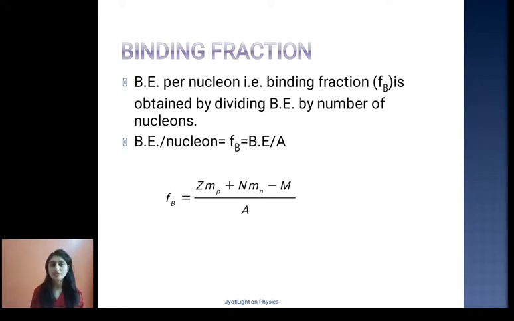And we know that binding energy is Zmp plus Nmn minus m. So this whole thing divided by A. Here if you check this formula, we haven't taken into consideration c square. Basically the formula is mc square, but here we are assuming that all the formulas are in terms of mass. Anyways, mass and energy are interconvertible. So even if we are not taking c square, that is okay.